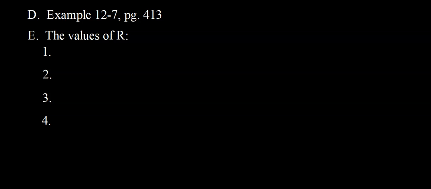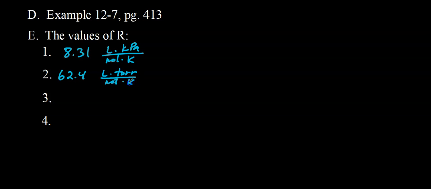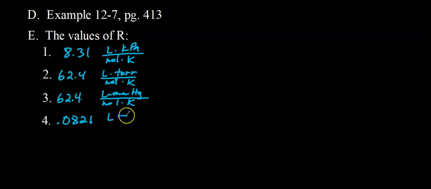Well, it depends on the units for pressure. And so you can do one of two things. You can either memorize all four, I guess I have here, because the units are a little bit different. So let's fill this out. 8.31 liter kilopascal per mole Kelvin, or 62.4 liter torr per mole Kelvin, or 62.4 liter millimeters of mercury per mole Kelvin. The most commonly used value for R is actually this one.